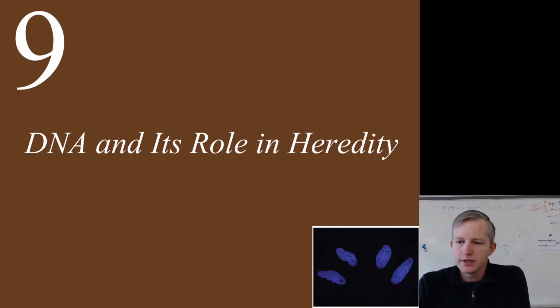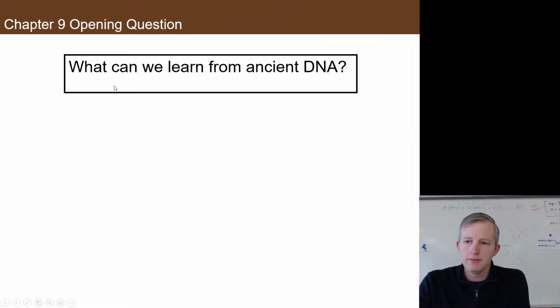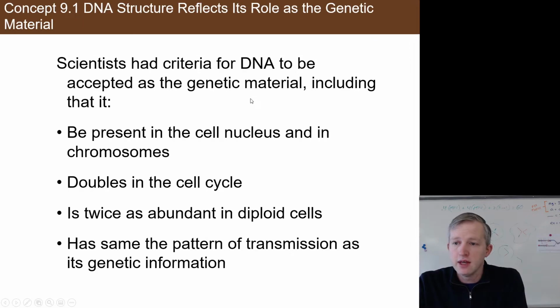I'm going to be looking at Chapter 9, all about DNA. So the first part of Chapter 9 is about the actual structure of DNA, then its process of replication, and last, 9.3, is about mutations. The question to be thinking about throughout this chapter is: what can we learn from ancient DNA? How does our understanding of DNA today inform the past?